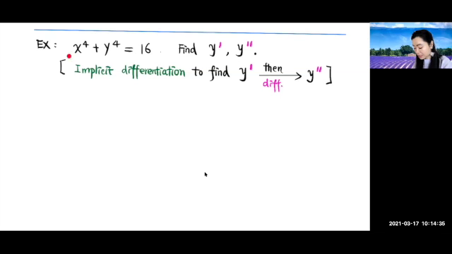Okay, this next one here is actually very hard or impossible to solve for y. So we're going to use implicit differentiation to find y prime. Also find y double prime, first derivative and second derivative. So let's find the first derivative and then differentiate that again to find the second derivative. So I don't have to solve for y. Instead, I can find y prime using implicit differentiation. The first step here is to differentiate both sides of this equation with respect to x.